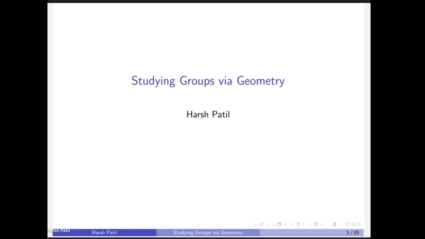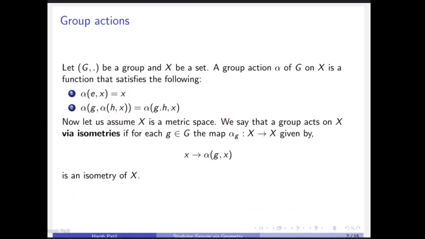And so let us start by defining group actions. Let G be a group and X be just a set for now. A group action alpha is a function from G cross X to X, such that it satisfies these two conditions. What this means is that every element of the group gives you a permutation of the elements of the set, and so associated to each group element, you have a permutation.